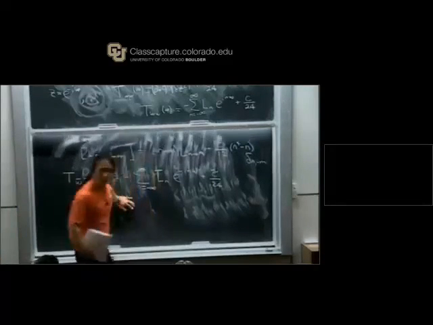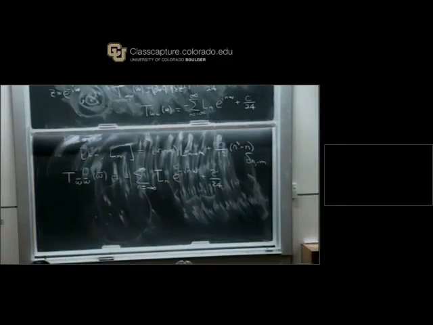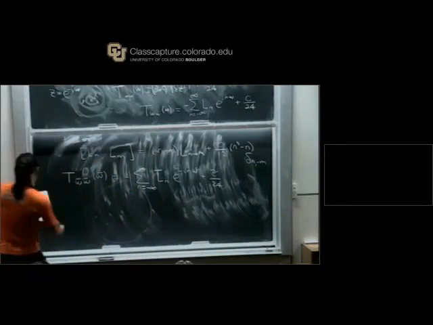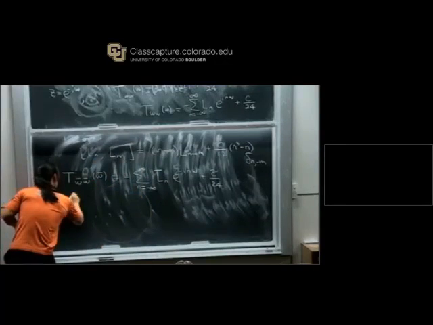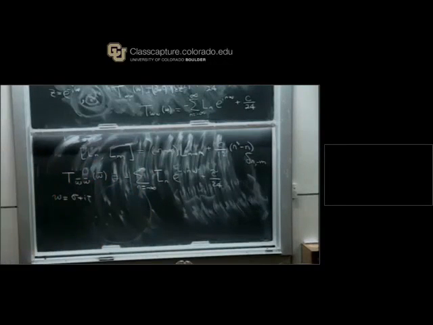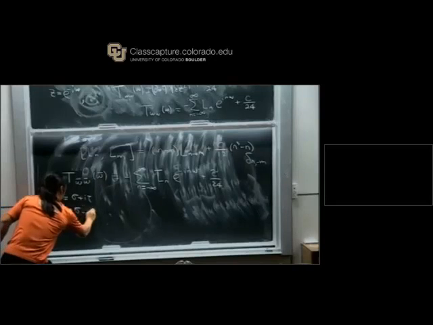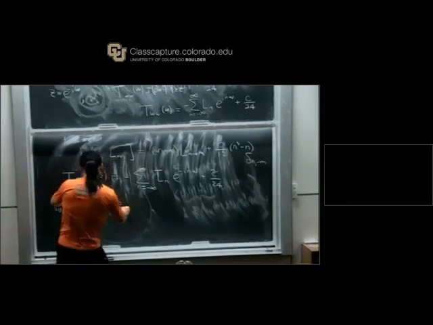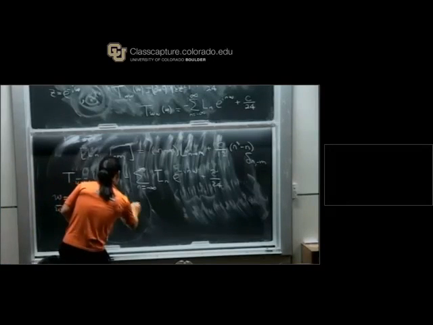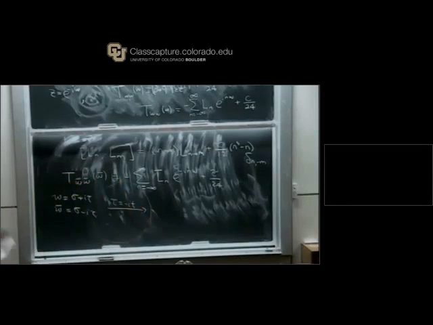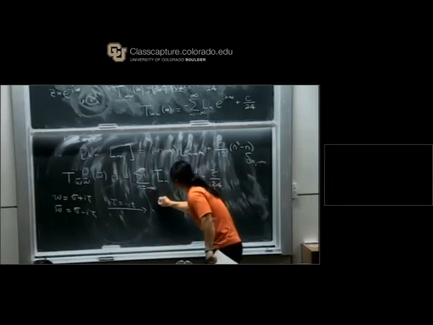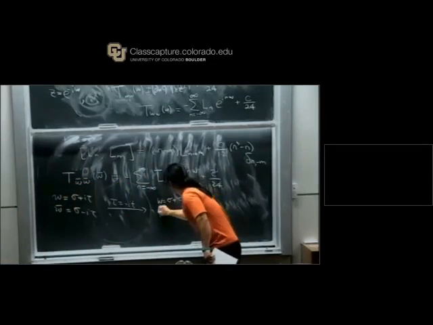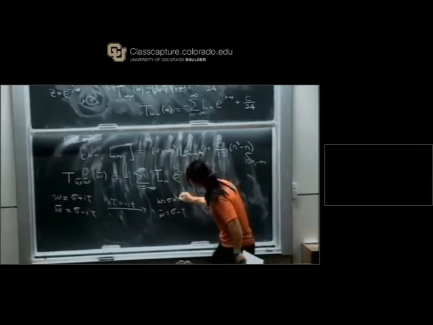Now, this is written in Euclidean signature. So in Euclidean signature, I can write w to be sigma plus i tau. So sigma is the spatial coordinate on the cylinder. Tau is the Euclidean time coordinate. And also w bar is sigma minus i tau. So if I want to continue this into Lorentzian signature, I will have to set tau to be, let's say, i minus i t. And then the continuation will send w to sigma plus t, and w bar to sigma minus t.